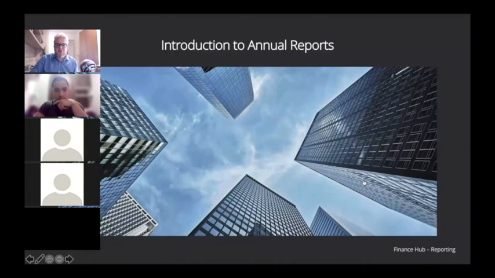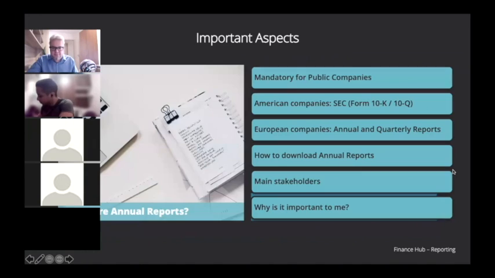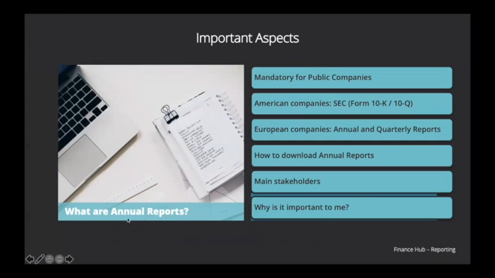So, an introduction to annual reports. First of all, it is mandatory for public companies. And when I say public companies here, it means companies that have stocks listed in the stock market. Empresas de capital aberto, okay? So be careful with the term public companies in English. It has nothing to do with empresas do governo. It means companies that the public, meaning any person, can go there and buy one stock, okay? So it is mandatory for public companies.